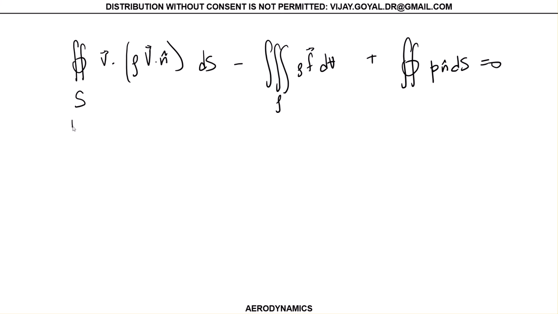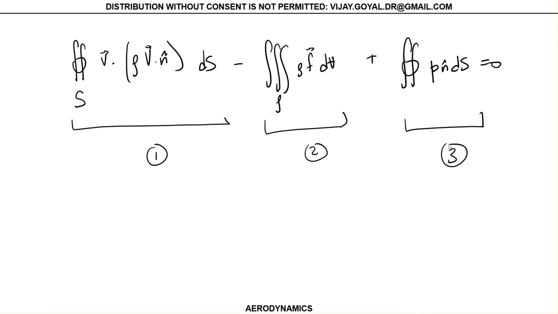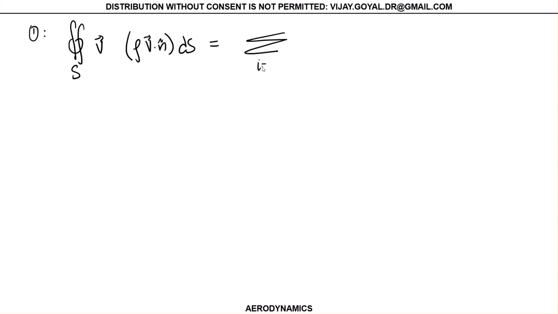And let's work with each integral individually, 1, 2, and 3, and we put it all together then, okay? So let's work with the first integral. Integral number one states the following: the enclosed area integral of the velocity times rho V dot n dS is nothing else than the summation over your openings.